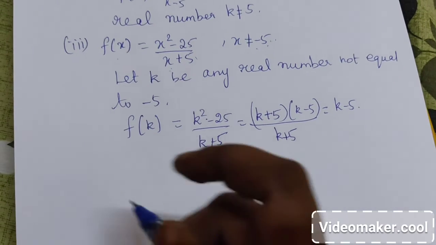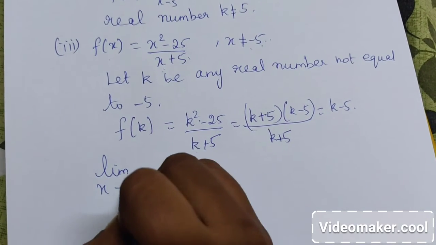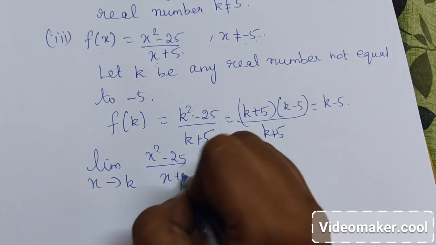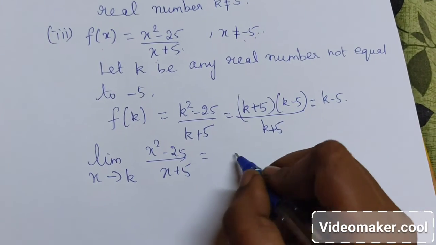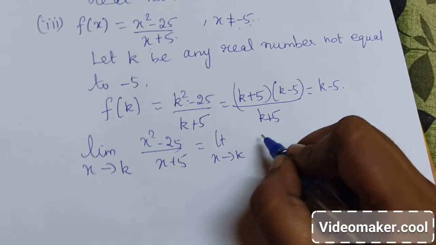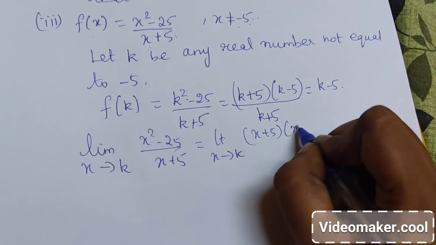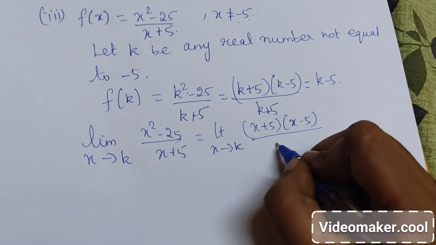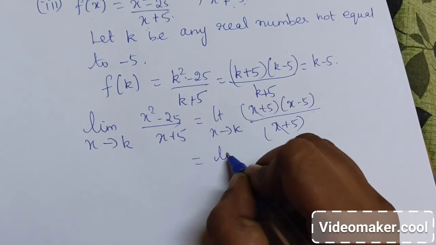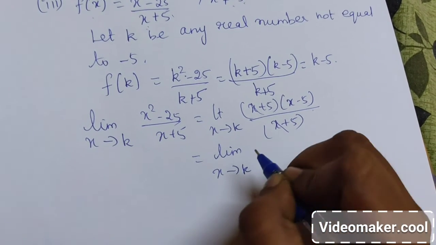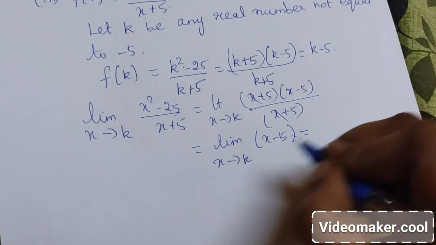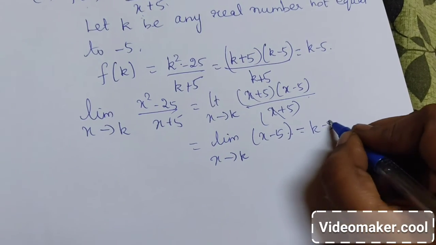Now we will calculate the limit of the function. Limit x tends to k, x square minus 25 divided by x plus 5. Before applying the limit, we will simplify this. We will remove the common factor. So limit x tends to k, x plus 5 into x minus 5, divided by x plus 5. Cancel the common factors. So we get limit x tends to k of x minus 5. Now after substituting the limit, we get k minus 5.